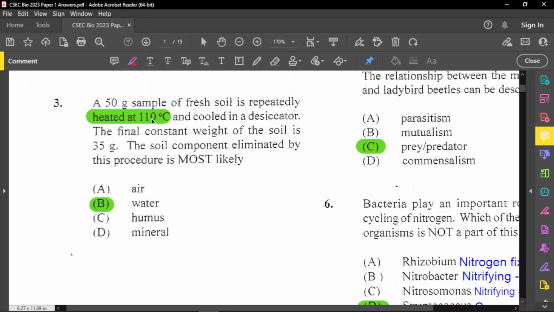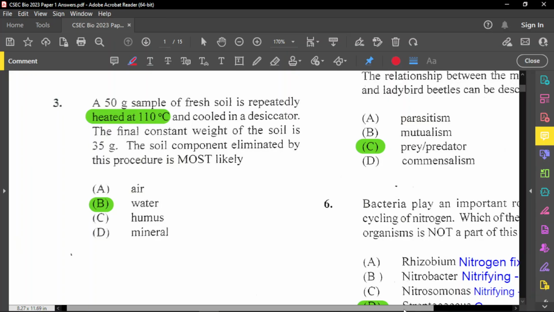And a point to note here, if you notice even the temperature, which is 110, which is just above the boiling point of water. And so therefore water is the substance that's been evaporated, all right? And notice the decrease in mass as well. And so you can also calculate that the amount of mass of water in the soil was 15, all right? Because 35 from 50 will give you 15, all right? And I mean, that's just a simple mathematics approach to it, if you look at it in that sense.